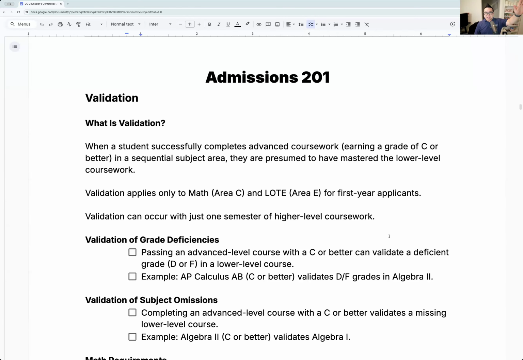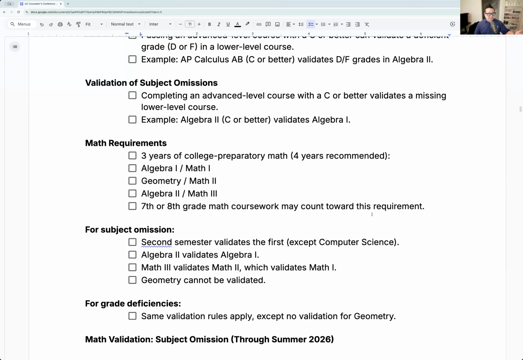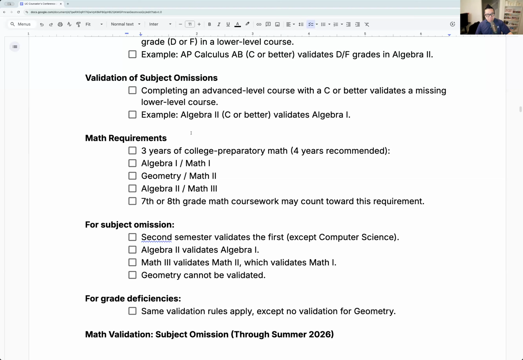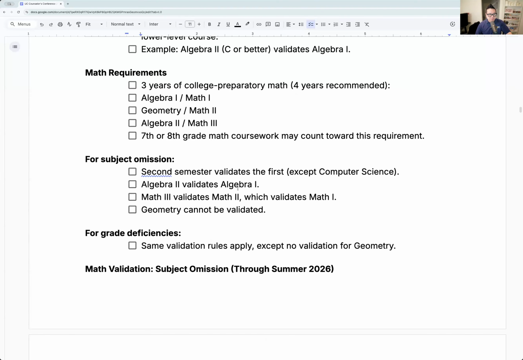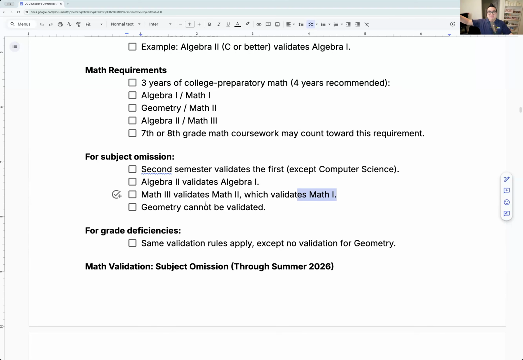So validation, we talked about that a little bit earlier today, with a little more detail on what specific structure that looks like for math: algebra 1, geometry, algebra 2, which are the three math levels. Algebra 2 would validate algebra 1, 3 would validate 2, which validates 1. So if you skip to math 3 and never took math 1 or math 2, you're fine, because that will validate you. Geometry is not validated, so you have to take geometry somewhere. That's the key.